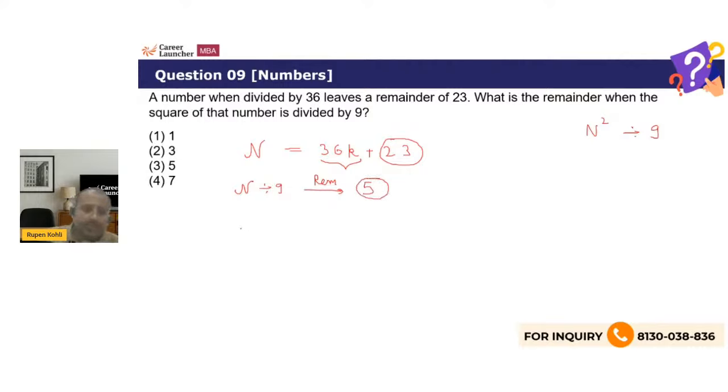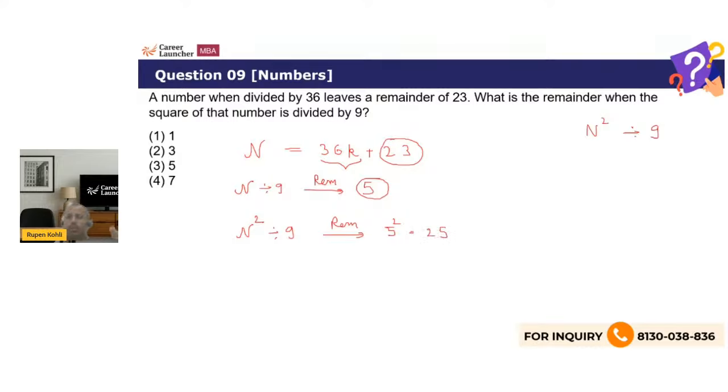So what will n squared leave as a remainder when divided by 9? n squared divided by 9 will give the remainder of 5 squared, because that's the basic idea. Whatever happens to the number, that same thing happens to the remainder. If the number is doubled, remainder is doubled. If the number is squared, remainder is squared. If the number is cubed, the remainder is cubed. So 5 squared, or 25.